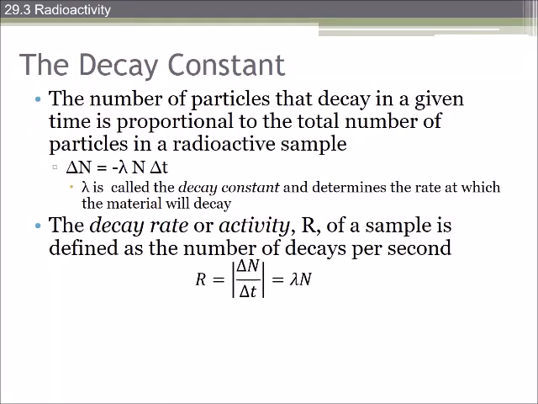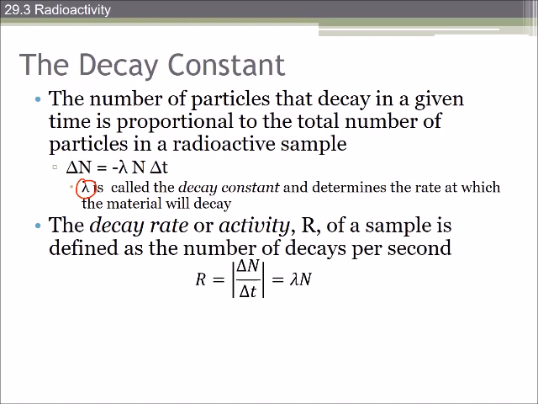Now that we've talked about decay and what radiation is for an atom, we can talk about how fast that happens. And how fast that happens is the decay constant. The number of particles that decay in a given time is proportional to the total number of particles we have in a sample. That means that the more particles we have, the faster decay rate we're going to have. So lambda is called the decay constant and determines how fast we're going to decay.